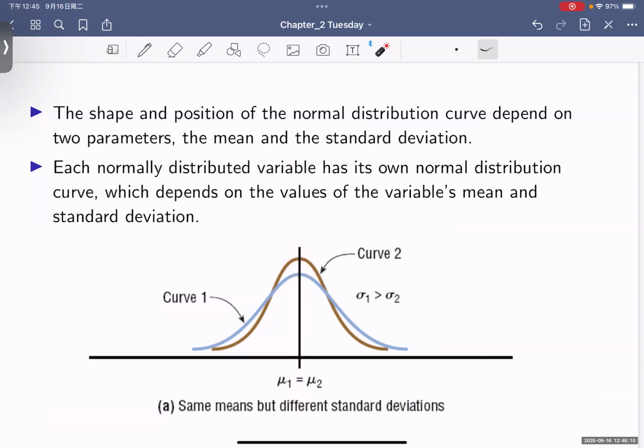Here we have two normal distributions with different sigma but the same mu. Curve 1, in light blue, corresponds to mu one, and curve 2, in brown, stands for the one that has the smaller sigma. So curve 1 has the larger sigma and curve 2 has the smaller sigma. The sigma plays a role which stands for the variation.